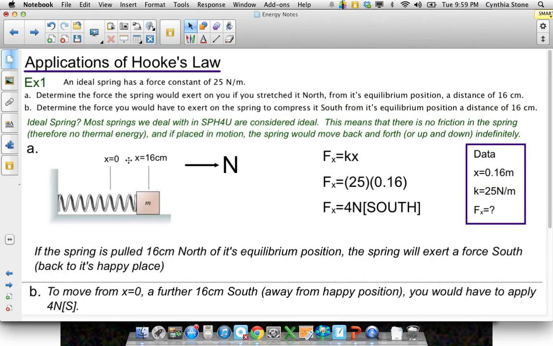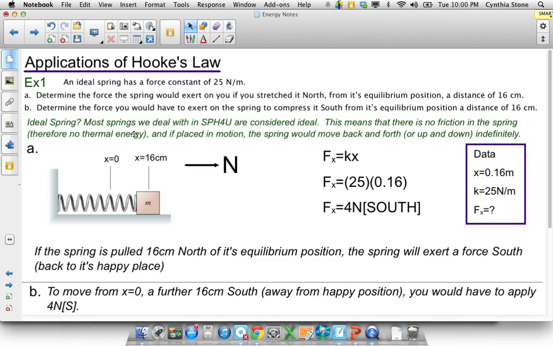Okay, so let's do some examples with Hooke's law. Here we have, notice the term, ideal spring. We always assume it's ideal, but ideal just means that there's no friction, and that if you get it moving, it would just keep moving back and forth forever. It would never come to a stop. Every spring has friction in it, so they're not really ideal, but that's a great thing about being in high school. You get to assume things are ideal.